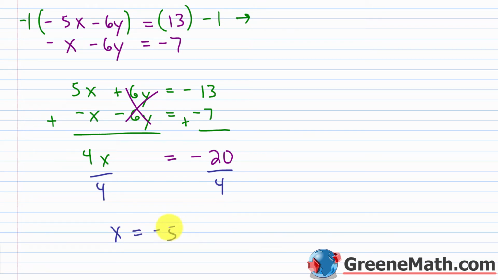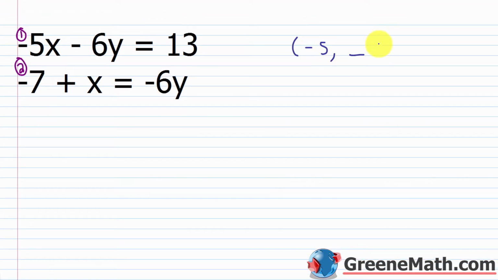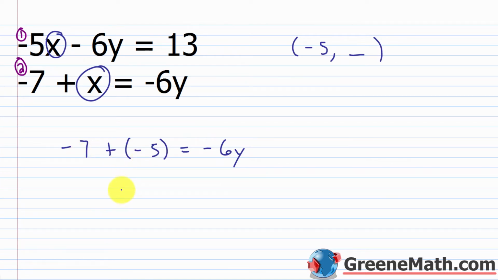So at this point, again, I can erase everything. I just need my two original equations. All right, so we know x equals negative 5. We don't know the value for y yet. So I'm going to plug a negative 5 in for x, either in equation 1 or equation 2. It looks way easier to do it with equation 2, so let's do that. So we would have negative 7 plus a negative 5, and this equals negative 6y. Negative 7 plus negative 5 is negative 12, so you'd have negative 12 is equal to negative 6y. We would divide both sides of the equation by negative 6. This would cancel. You'd have y is equal to 2. So x is negative 5, y is 2.